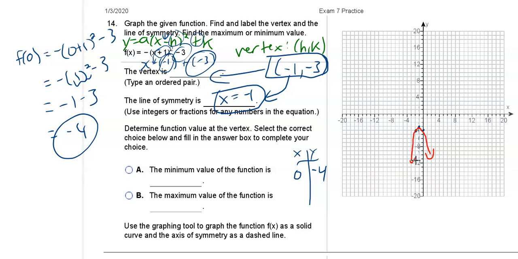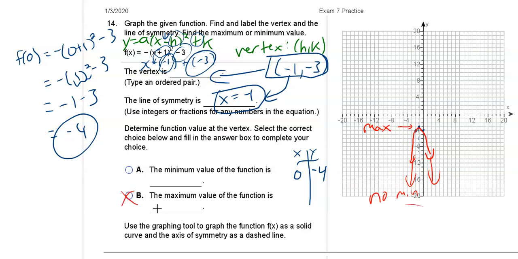So is this a maximum or a minimum? Well, this point is at the very top of the graph, which makes this a maximum. There's no minimum because this graph keeps going down forever. So there is no minimum because there's no bottom to it. It just goes down forever. All right, but there is a maximum. It doesn't go any higher than this point right here.